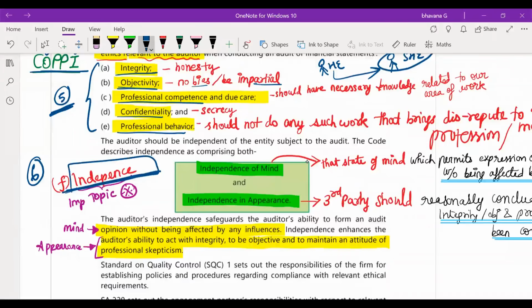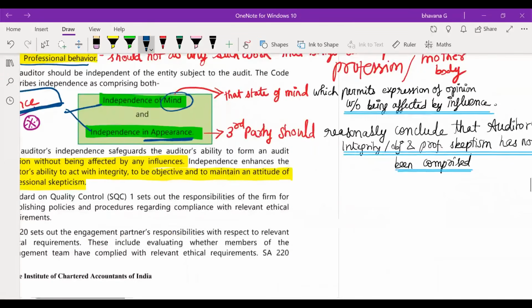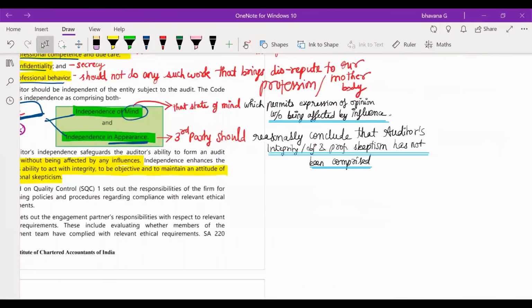Independence is divided into 2 broad classifications. One is independence of mind, the other is independence of appearance. What is independence of mind? Independence of mind is a state of mind which permits expression of opinion without being affected by influence. Whenever you give an opinion, in your mind there must be no influence at all. It must be totally your opinion. Nobody must influence or manipulate you to give some other opinion. That is independence of mind.